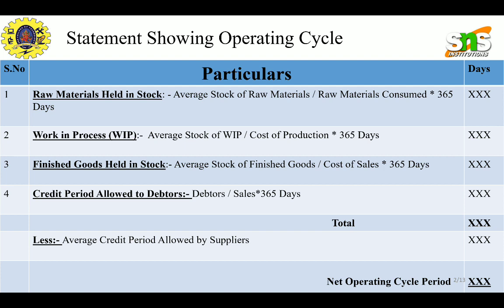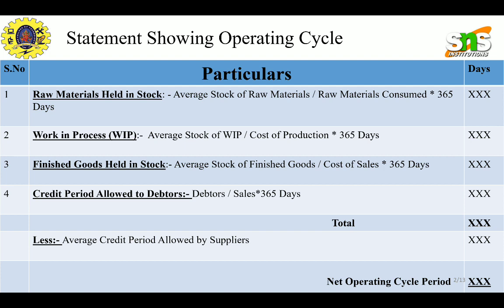Next, finished goods are converted to debtors, that is, the credit period allowed to debtors. The formula is debtors divided by sales into 365 days. The final days should be in the next column.